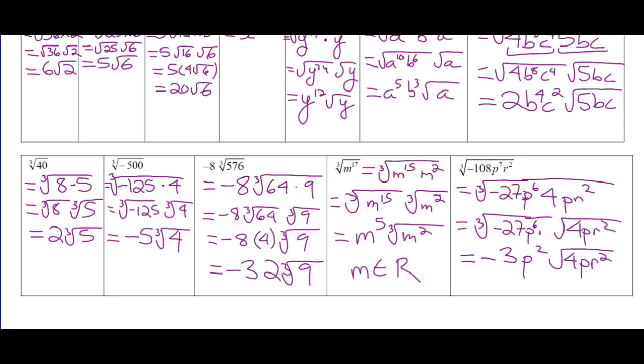64 times 2 is 128, because cube root of 64 would be 4. Oh, 27 times 4 is 108. You can use a calculator. Oh, you didn't put a 3 in the index, right? I didn't put a 3 in the index, right? Sorry, there was less wrong than you thought.